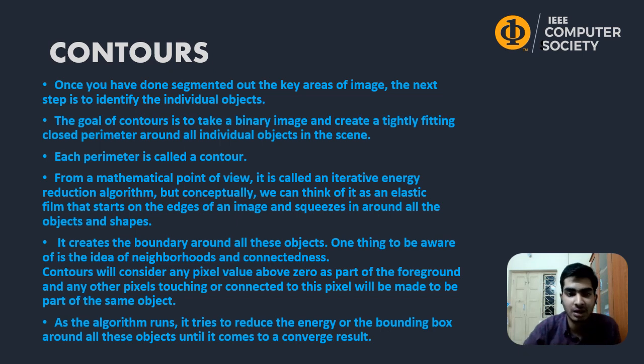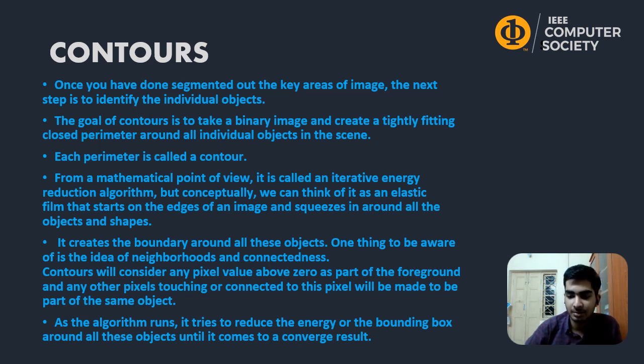Next, we will learn something about contours. Once we have done segmentation of an image, the next step is to identify the individual objects. The goal of contours is to take a binary image and create a tightly fitting closed perimeter around all individual objects in the scene. Each perimeter is called a contour.